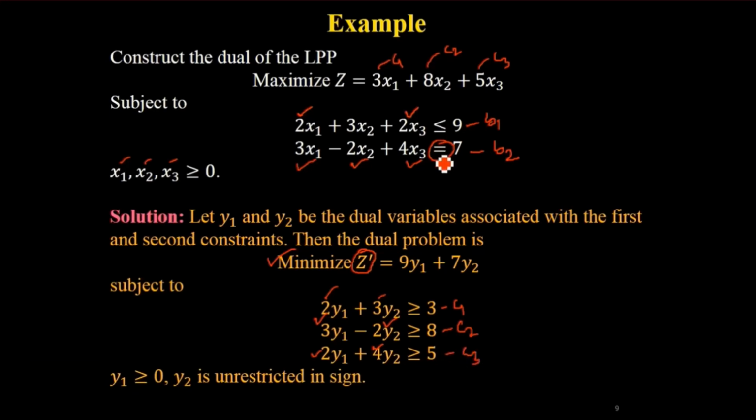Now here you can observe that in the second equation, equality is there, yes or no? If the second equation has equality in the problem and that corresponds to b2, b2 is multiplied with y2. So y2 will be unrestricted, that's why. And y1 greater than or equal to 0, and y2 is unrestricted in sign. So it will be done. I hope it is clear from the problem point of view also.